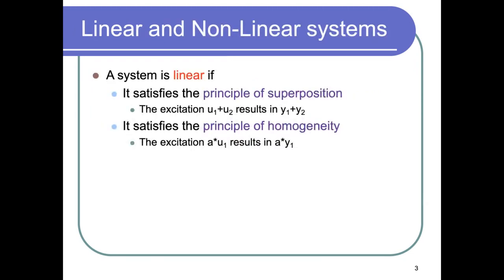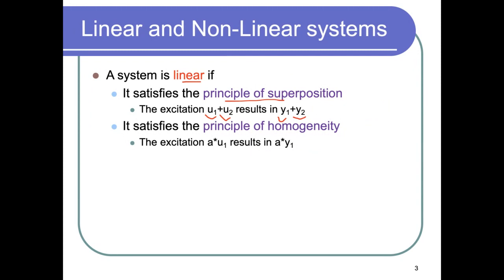So let's talk about some properties. The first property we want to say is that a system is linear if it satisfies two properties. There is what's called the principle of superposition, meaning that if I have an excitation of two inputs, the result is really you just add the outcome of them.